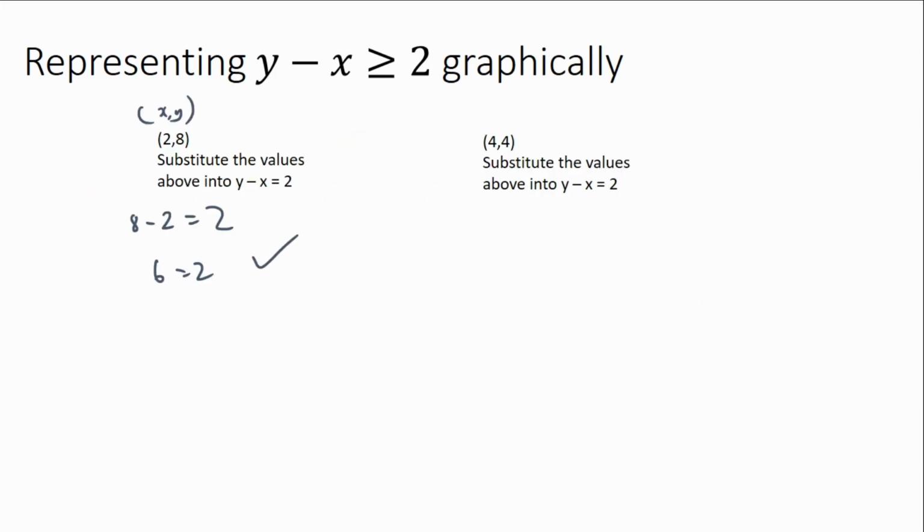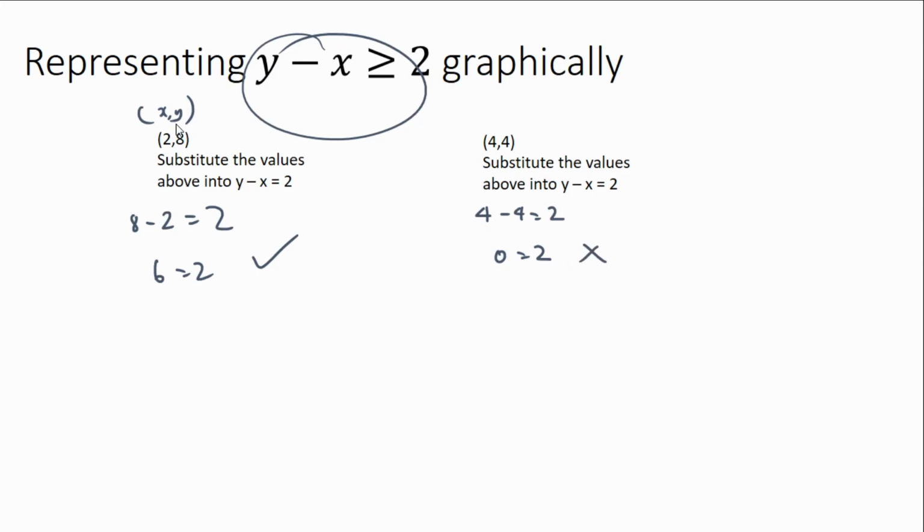If we picked a point like that, same thing, we're going to substitute that into the equation. 4 minus 4 equals 2. That's going to give me 0 equals 2. In this case, it does not fulfill that criteria there, because this time y minus x isn't greater than 2, it's actually smaller than 2. 0 is smaller than 2. So that's not the region we're after there.